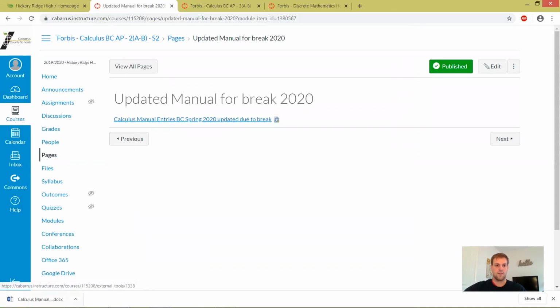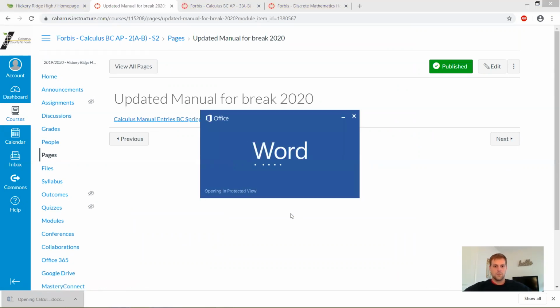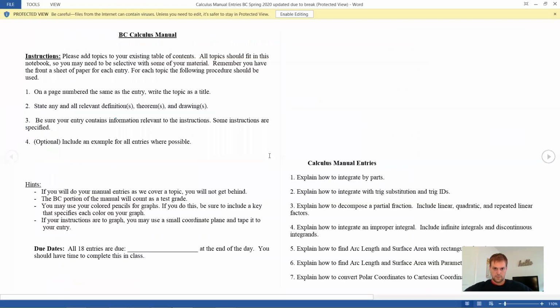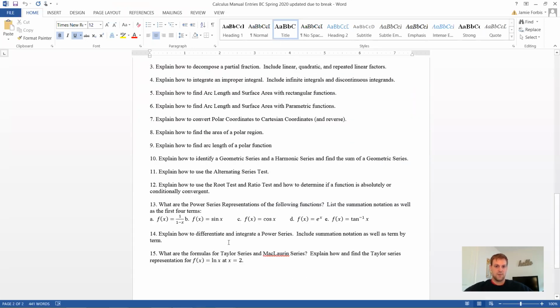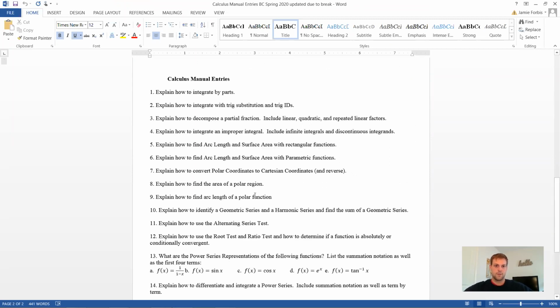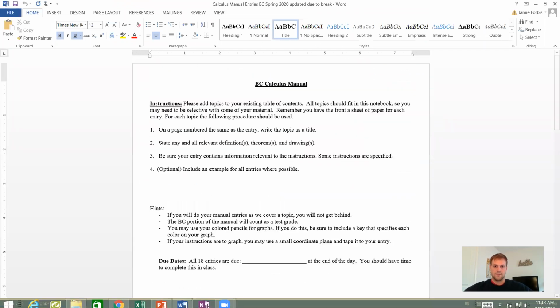I took off a few topics on this one. If you look right here, it's down to 15 topics and you can read through those. It should have everything that we have learned that's on the AP exam. So instead of 18, I think it has 15.